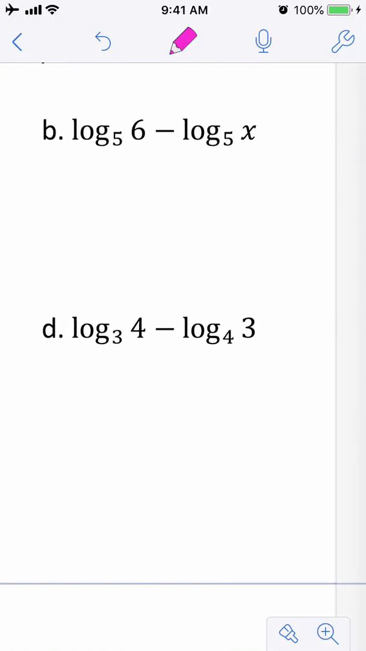Let's try condensing now, right? So let's condense these. Let's see if we can do that. We've got log 5 of 6 minus log 5 of x, right? Can I use the quotient rule? Yes, I can, because of 2 reasons. One, it is the same base, the same 5, right? And it is also subtraction. So I can definitely condense these into 1.